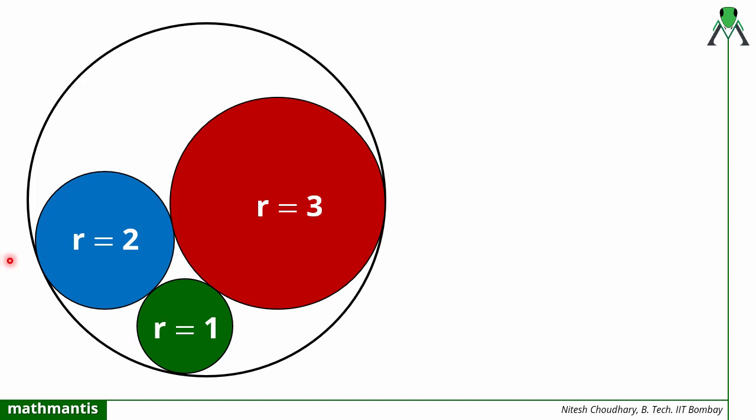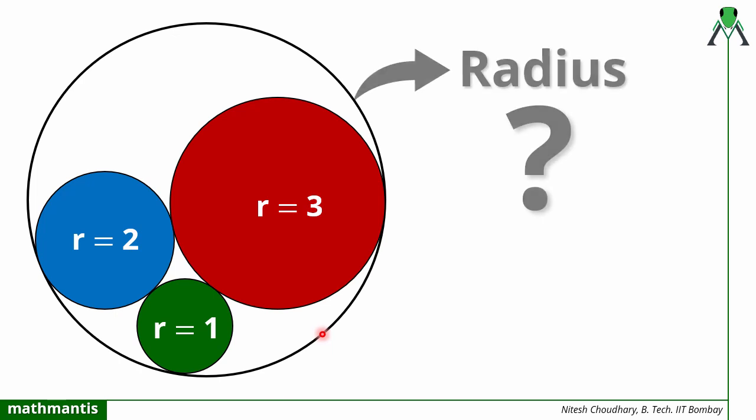In this question we have been given 4 circles. The radius of 3 circles is given to us: 1, 2 and 3. And these 3 circles are touching each other externally. Blue circle is touching red, red is touching green circle, green is touching blue circle. And there is a 4th circle which is touching all these 3 circles externally. We have to find the radius of that circle.